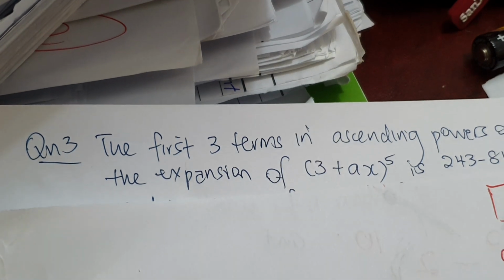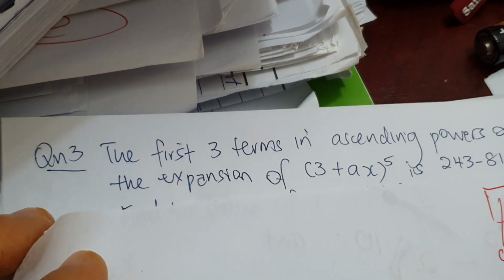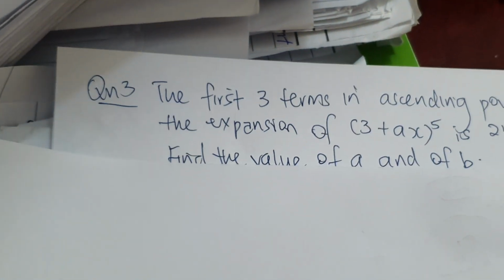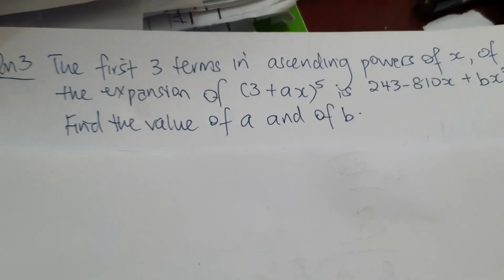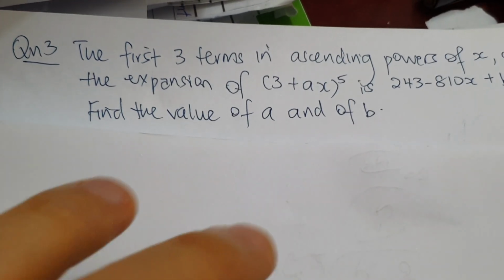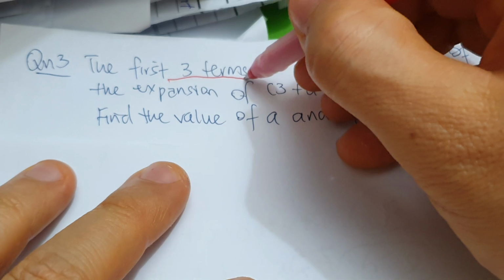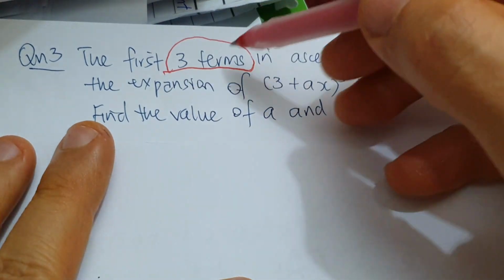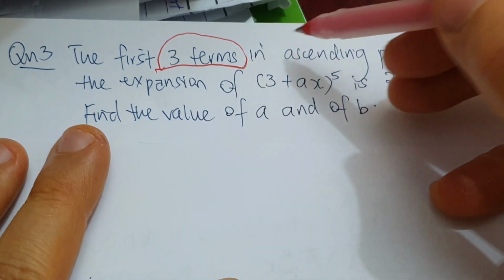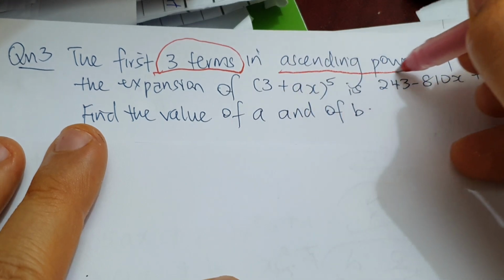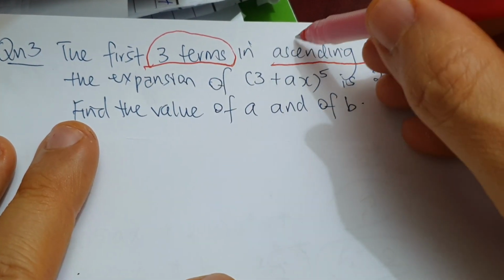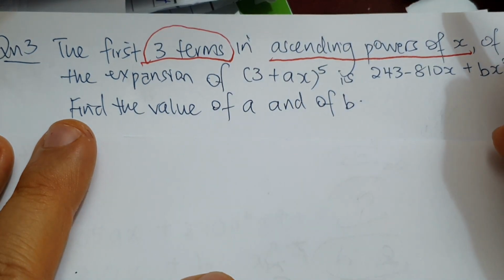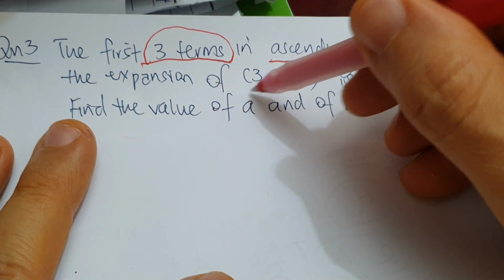We will only do 3 questions for this video because I've only done 3 questions in the Zoom. Okay, the first 3 terms. So remember you only need to do binomial expansion for the first 3 terms. Okay, the rest you're not interested. And it must be ascending powers of x. So make sure later that the powers are in increasing order. And you are interested in expanding this.